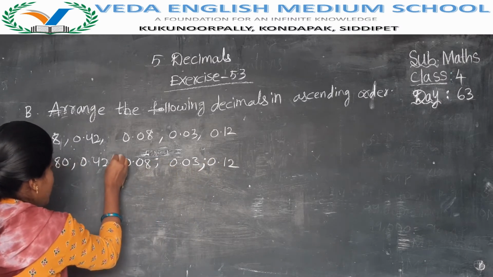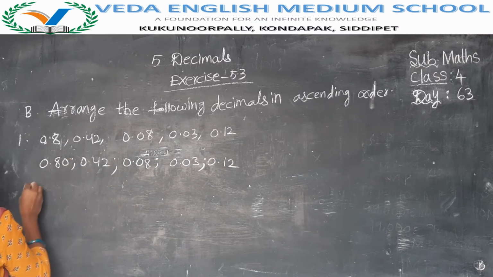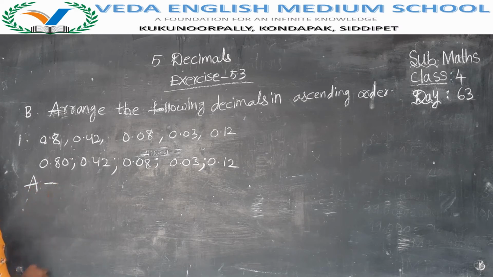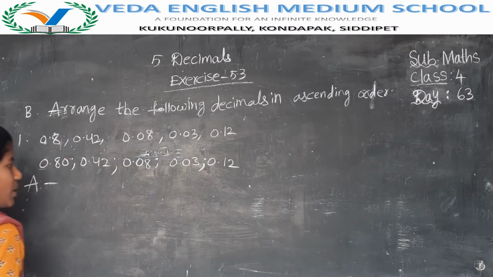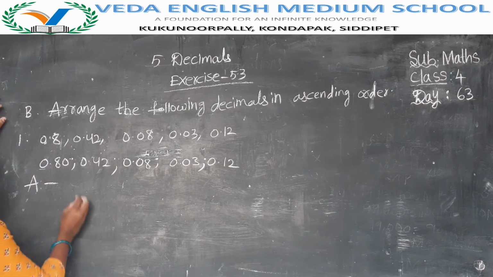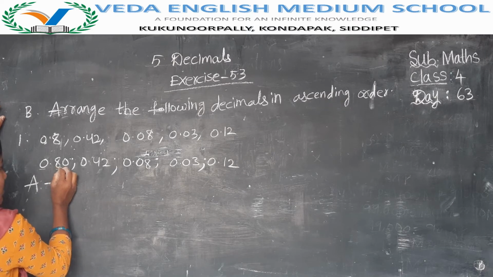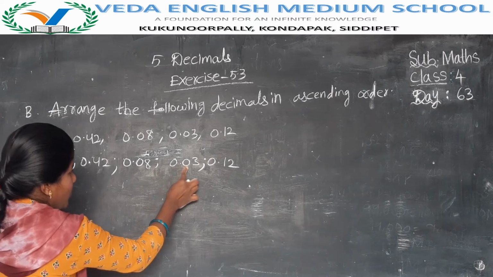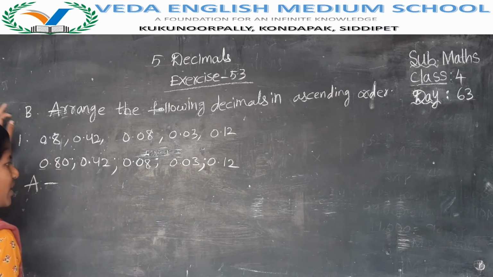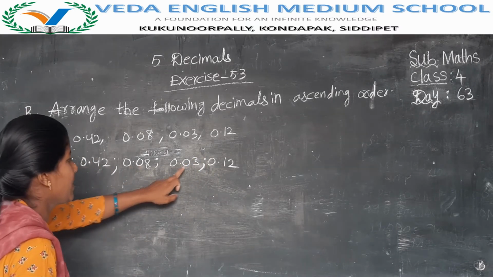After conversion into like decimals, what do we have to do? We have to write them in ascending order. We have to compare the first number first: 0, 0, 0, 0, 0. If the whole number part is the same, then compare the decimal part. In the decimal part, the first numbers are 8, 4, 0, 0, 1. Here what is the smaller number? 0 is the smaller number, but here and here we have zeros.